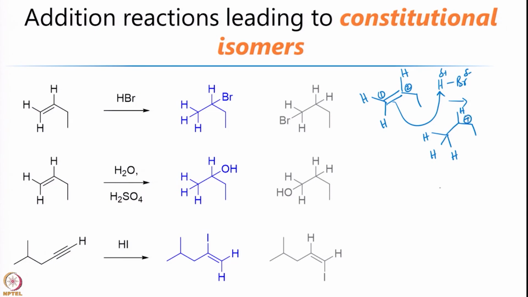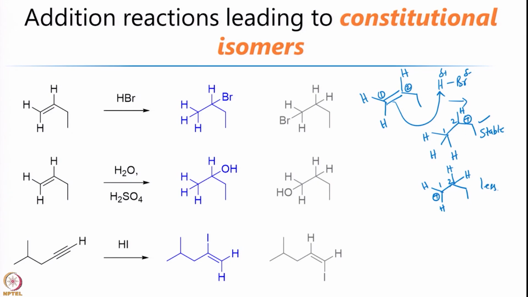this carbocation. Or you could have another scenario, in which the hydrogen gets transferred to the second carbon, and you can have this. So you can have these two possibilities. Now if you look at the stability of the carbocation, I am sure you will agree that this is a more stable carbocation and this is a less stable carbocation.